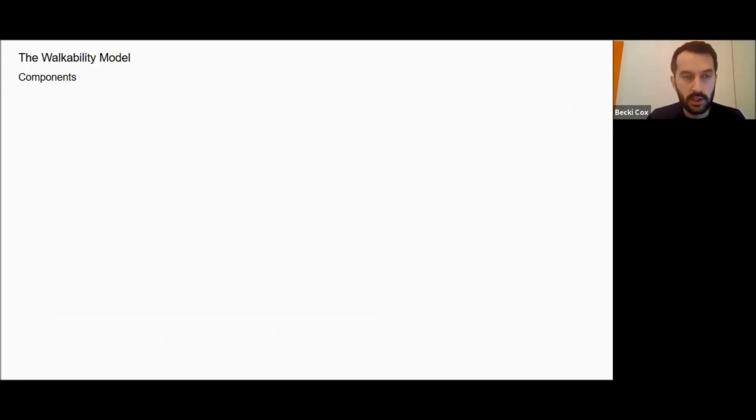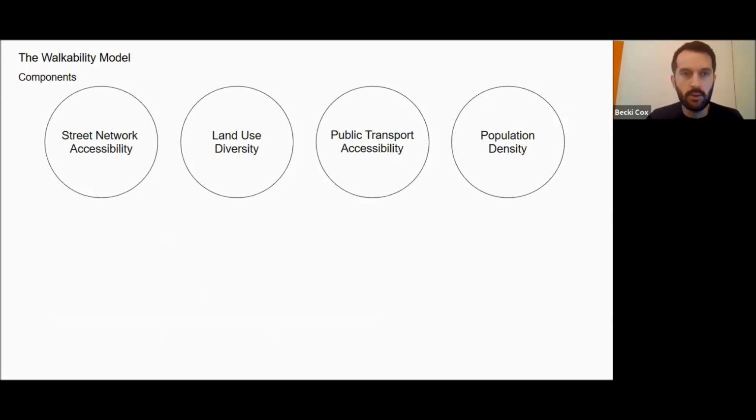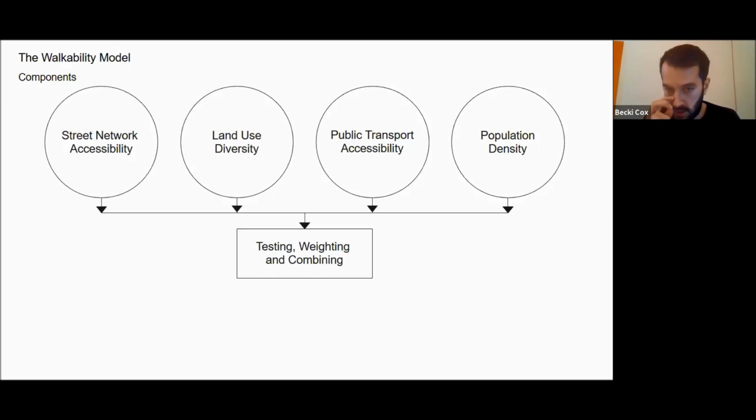After that process, 4 key variables came out of it. Street network accessibility, which is a network centrality measure; land use diversity, an entropy-based measure; public transport accessibility, a distance decay measure; and population density, a density measure, came as being the 4 most important components to construct the model. That then went through a testing phase.